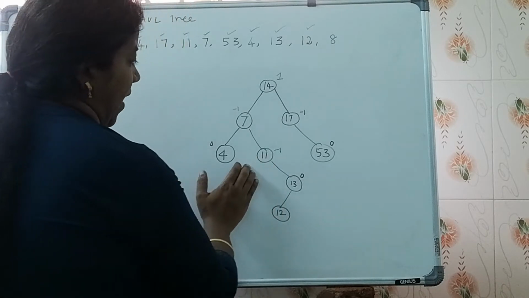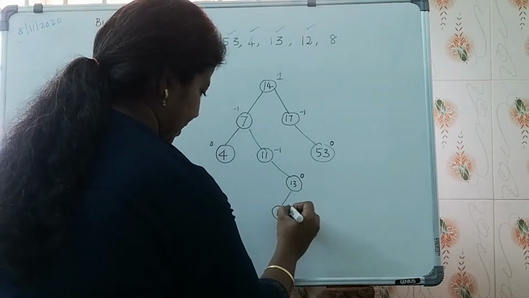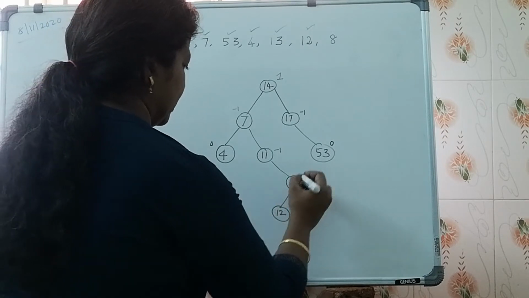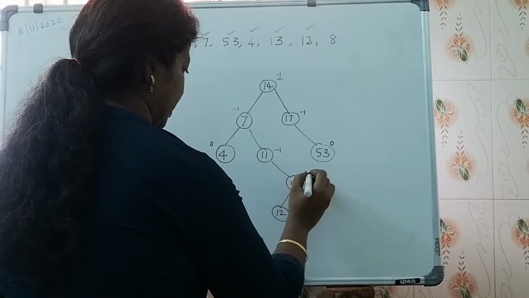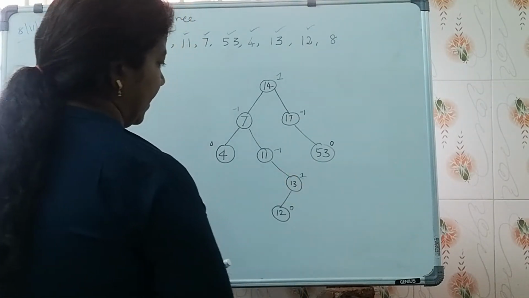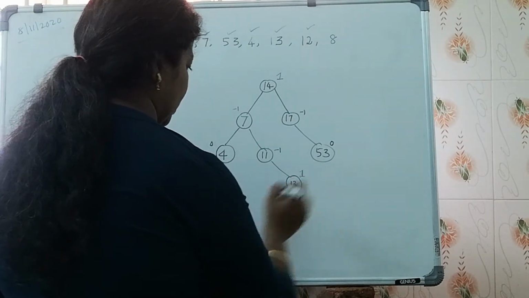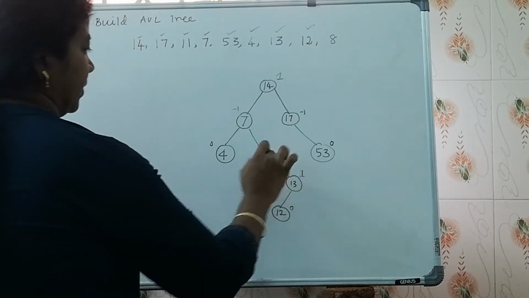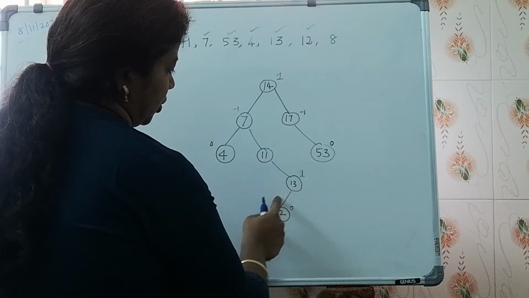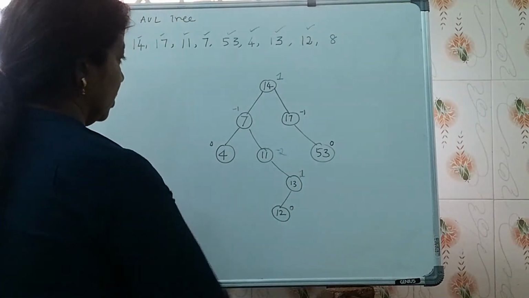Okay. After inserting a new node, now this is the new node. Now let us calculate the balance factor. For this it is 0 and for this it is 1 minus 0, which is 1. Okay. Balance factor for this node is 1 and for this, what is the balance factor? 0, 1, 2. So this is -2.